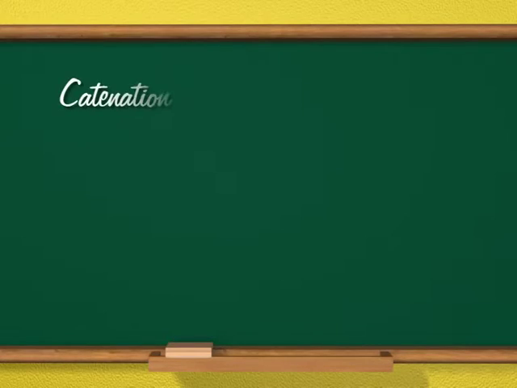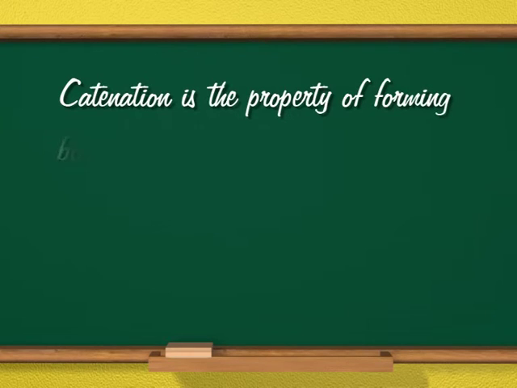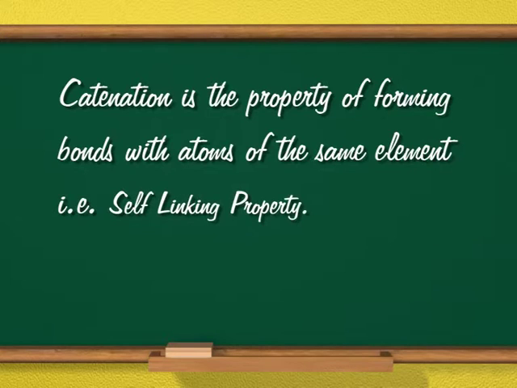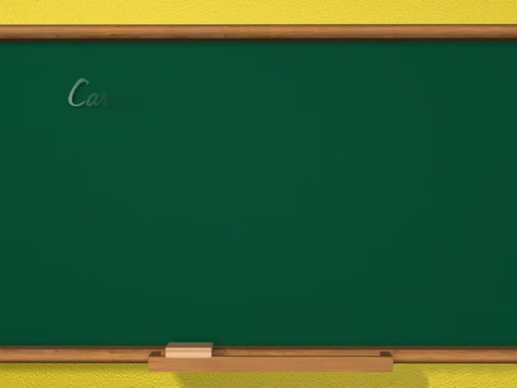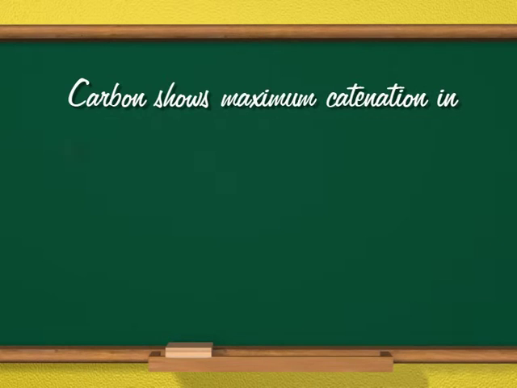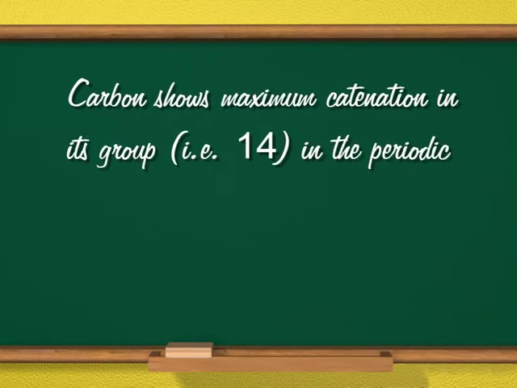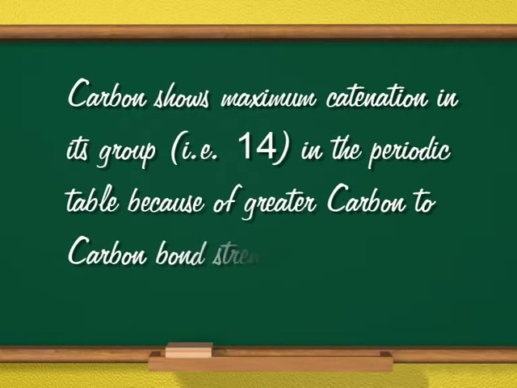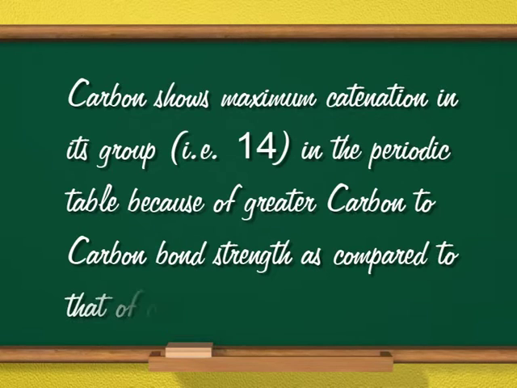Catenation. What is catenation? Which type of elements exhibit this property? Do you know, students? Carbon has a unique property of catenation. Well, catenation is a property of forming bonds with atoms of the same element, that is self-linking property. Carbon shows maximum catenation in its group, that is group 14 in the periodic table, because of greater carbon-to-carbon bond strength as compared to that of other atoms.